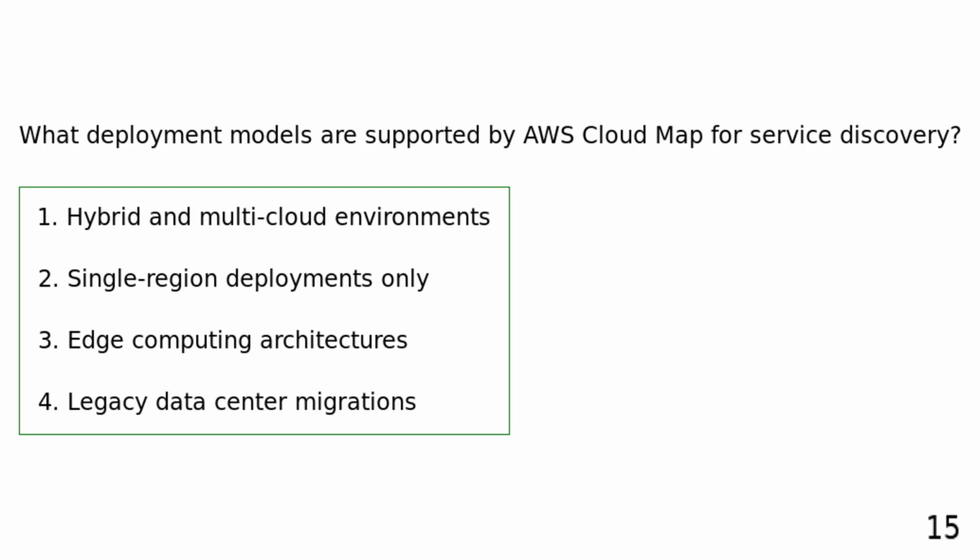What deployment models are supported by AWS Cloud Map for service discovery? Hybrid and multi-cloud environments. Single region deployments only. Edge computing architectures. Legacy data center migrations.